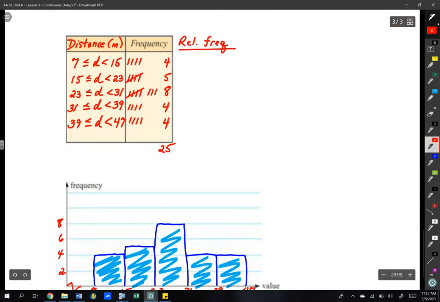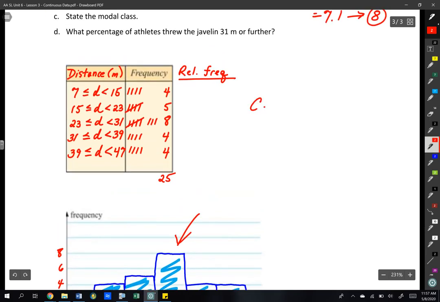State the modal class. The highest bar is our modal class. All right, so for letter C, the modal class is from 23 and less than 31.